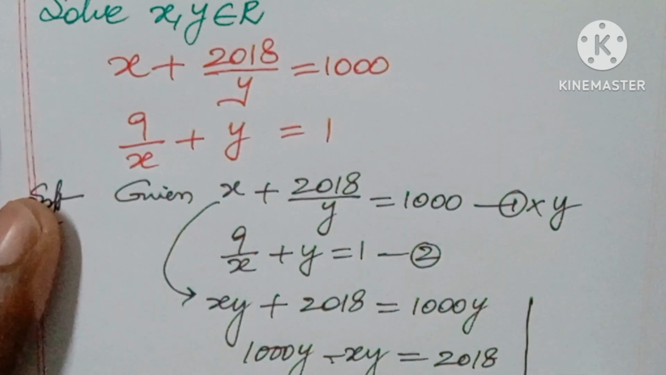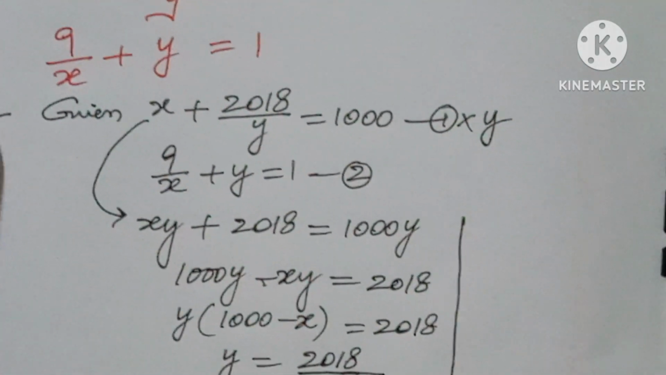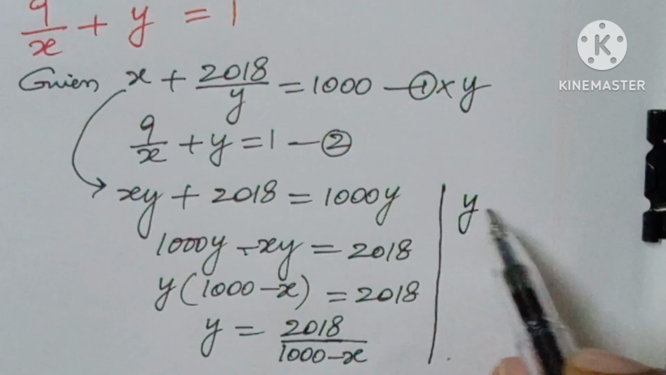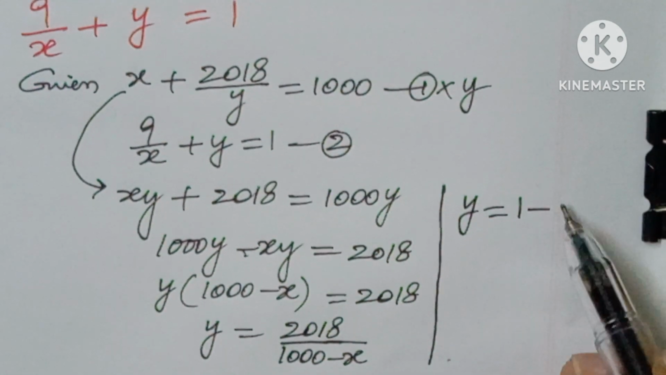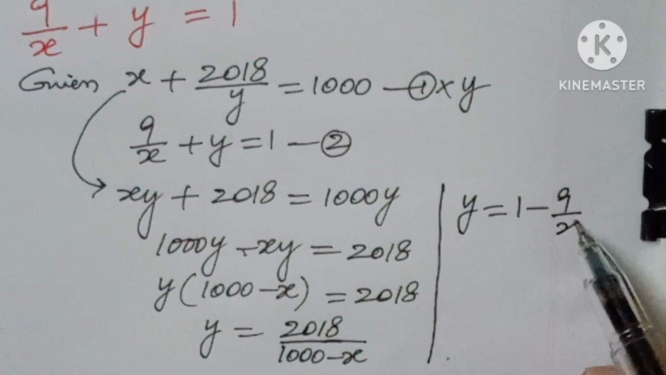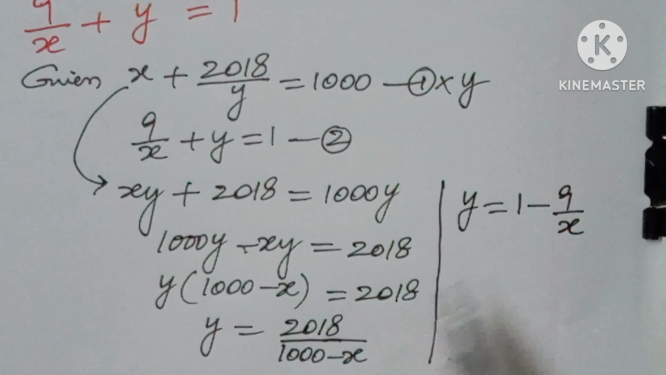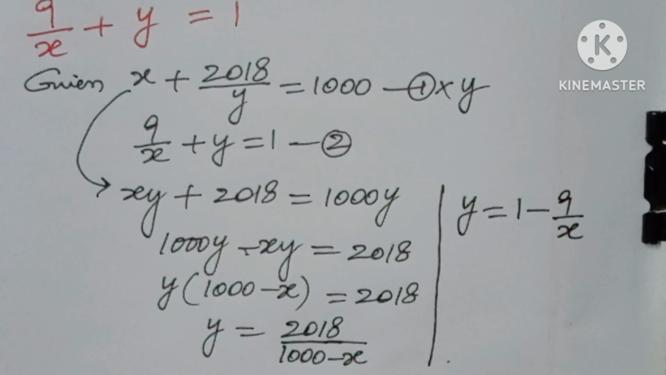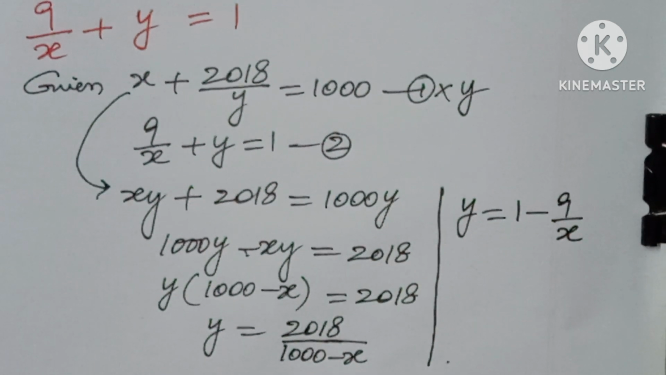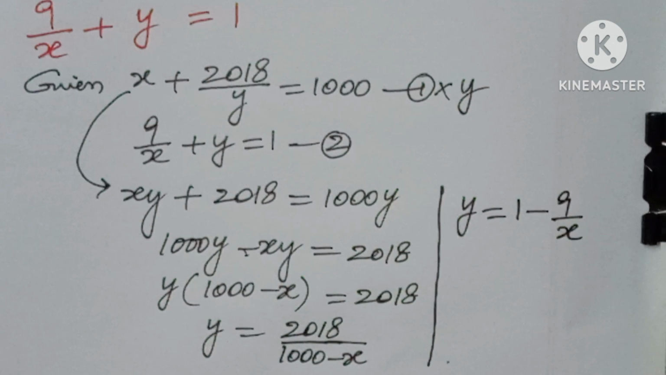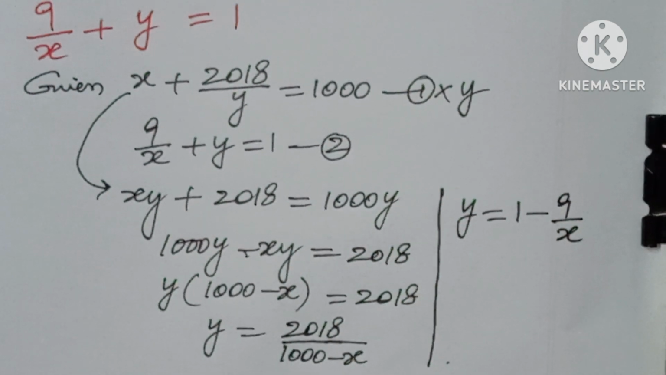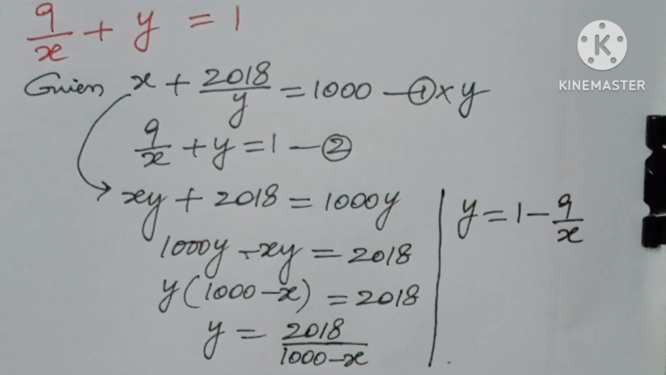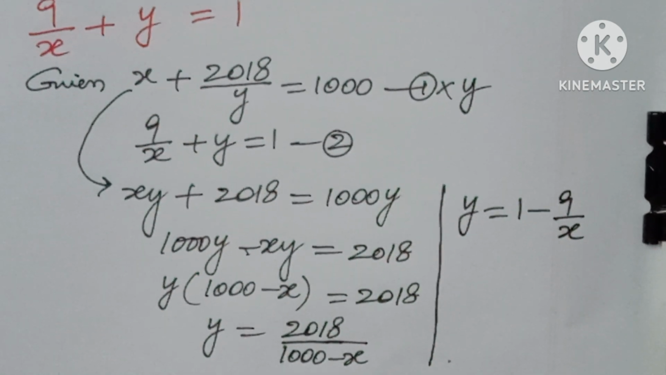Now if you take the second equation, y is equal to 1 minus 9 over x. So here both are having LHS y. So make the RHS equal. From this you'll get 2018 over 1000 minus x equal to 1 minus 9 over x.